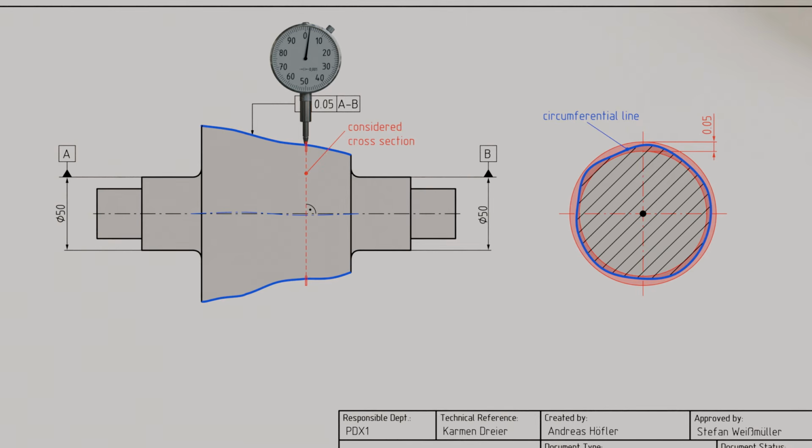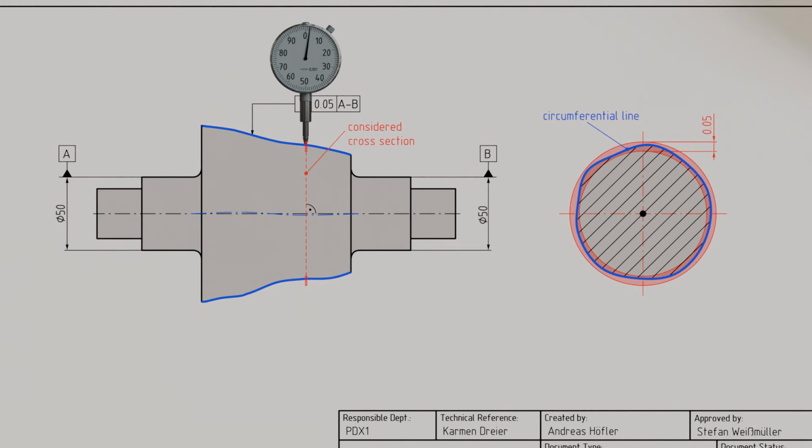At first glance, runout may seem identical to the form tolerance of roundness, whose tolerance zone is also defined by two concentric circles. However, the crucial difference is that in runout the position of the circles is clearly defined. While in roundness the position of the tolerance zone center is freely selectable, in runout it is always located on the datum axis. This ensures that when the shaft rotates around the reference axis, not only does the circumference line not deviate excessively from the circular path, but it also does not wobble too much.